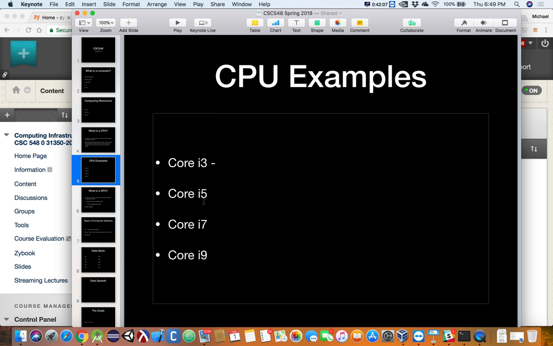Now, how many of you have ever put together a computer, built one yourself? All right. Have the sizes of the chips changed in the last several years? Yeah. If you have a motherboard from 2 years ago that has a Core i7, could you get the latest i7 and put it in there? Probably within a couple of years you could.